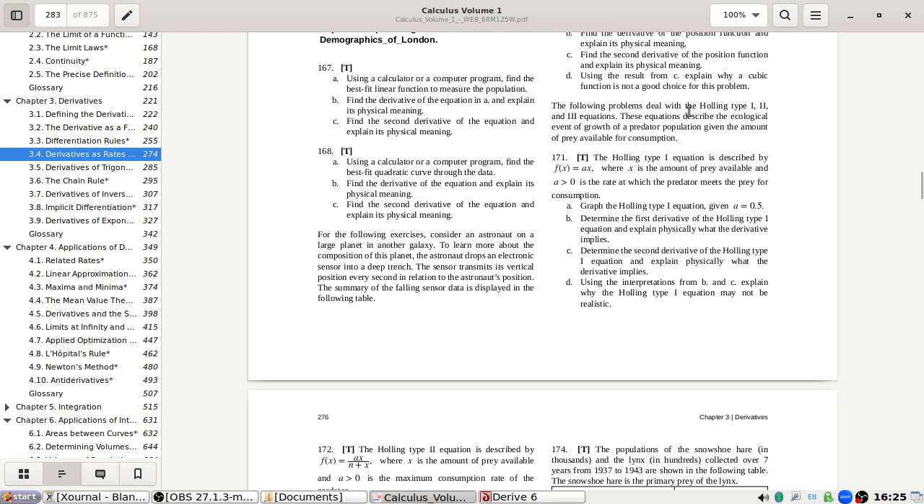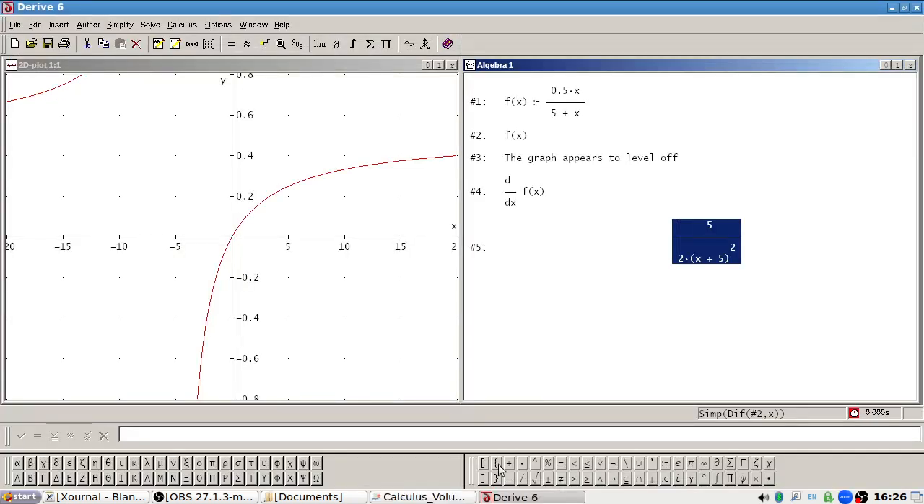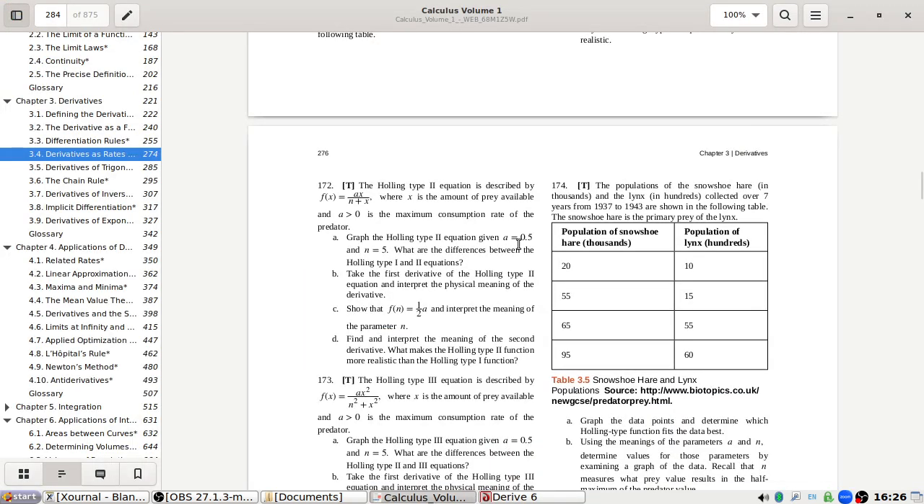The following problem deals with the type 1, 2, and 3 equations. These equations describe the ecological event of growth of a predator population given the amount of prey available for consumption. So it's a population, right? Take the first derivative. Okay, so it's the rate of change in the population size, right? Show that f(n) equals a half a and interpret the meaning of the parameter n.